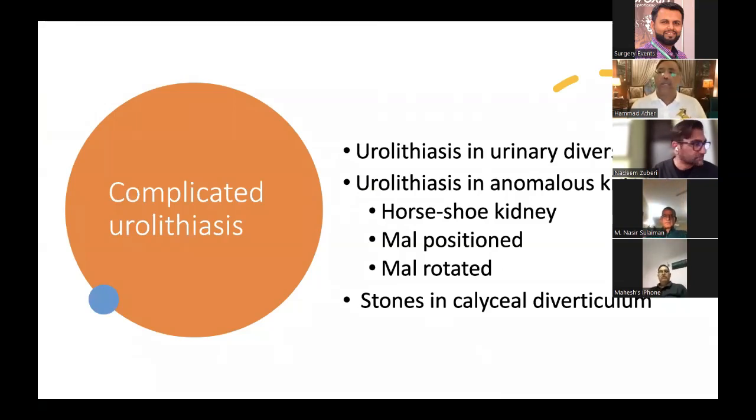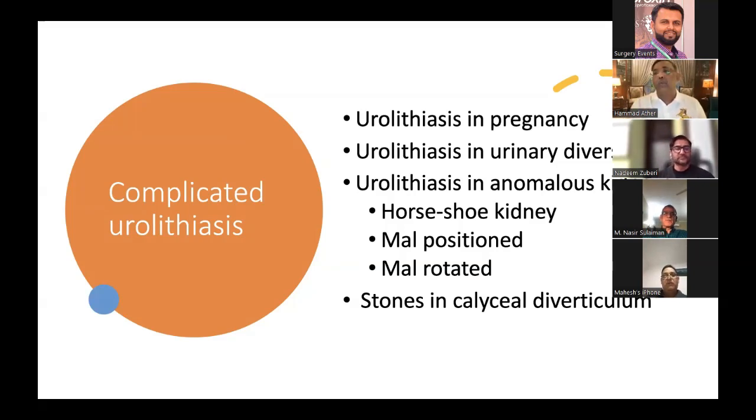So today we are going to talk about urolithiasis in pregnancy. And it is really a group of conditions that we deal with as endourologists. Urolithiasis in urinary diversion, urolithiasis in anomalous kidneys, the most common of which is horseshoe kidney, malposition kidneys, like malrotated kidney, and ectopic kidneys, and calyceal diverticular stones. So these are complex situations that we deal with, and sometimes we have to deal with urolithiasis in pregnancy.